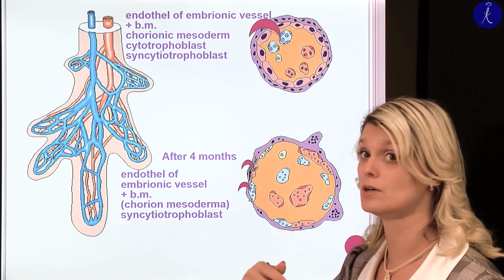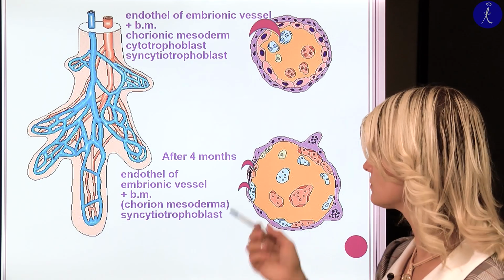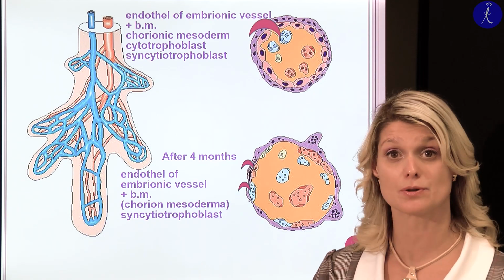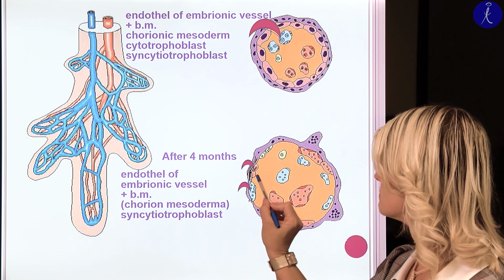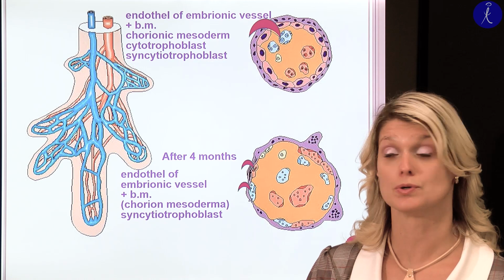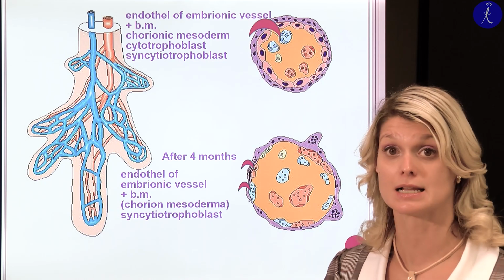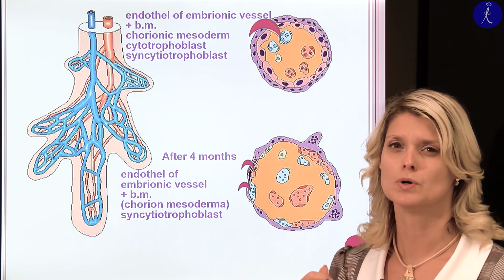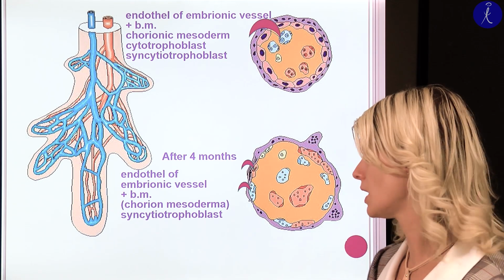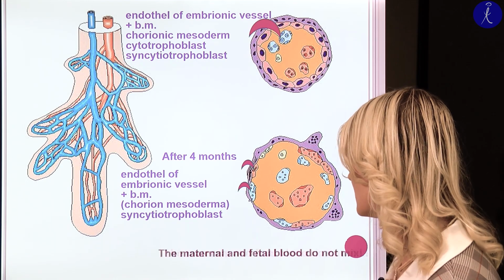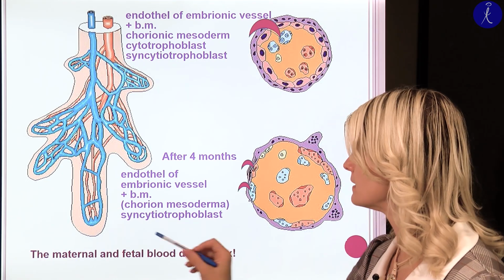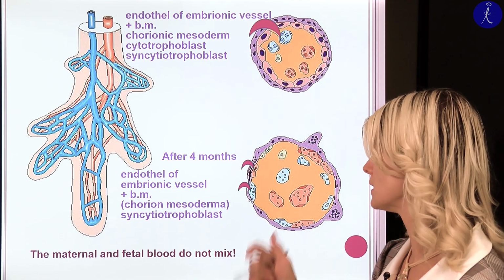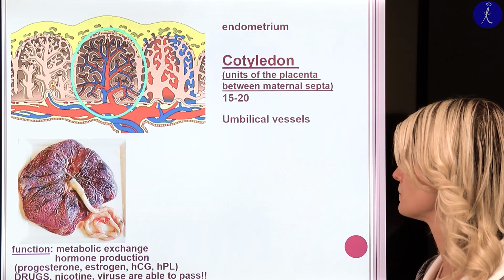In the third trimester, this barrier will be thinner because the cytotrophoblast cells will disappear. You can see the vessels are attached to the syncytial trophoblast cells. That's why, of course, we have a thinner barrier here, which is more sensitive to environmental effects. And it is really important that the maternal and the fetal blood do not mix here, as you can see in the schematic picture.